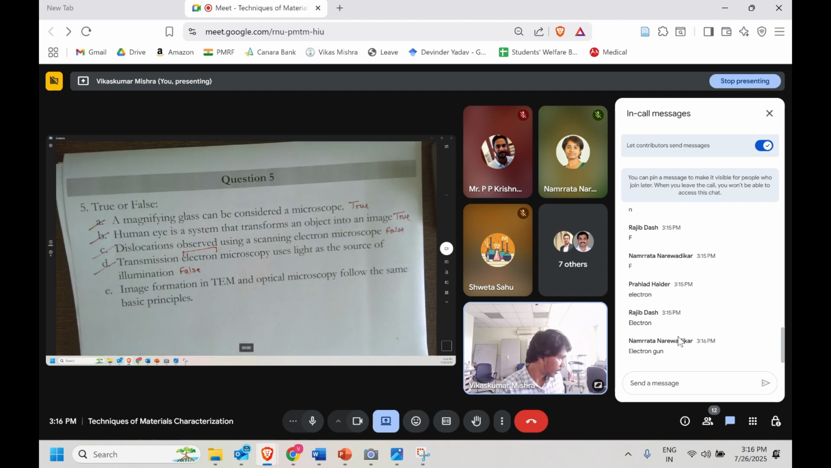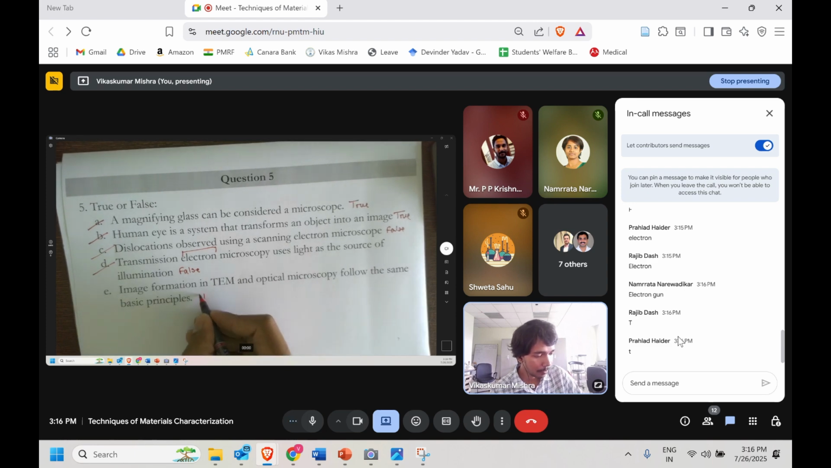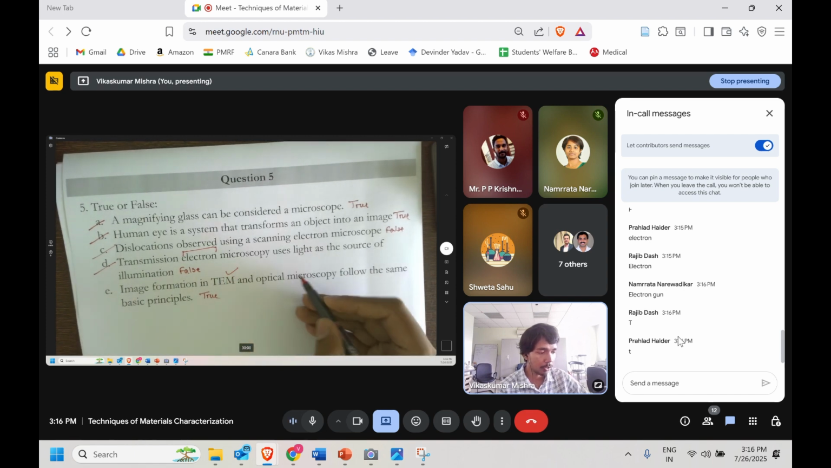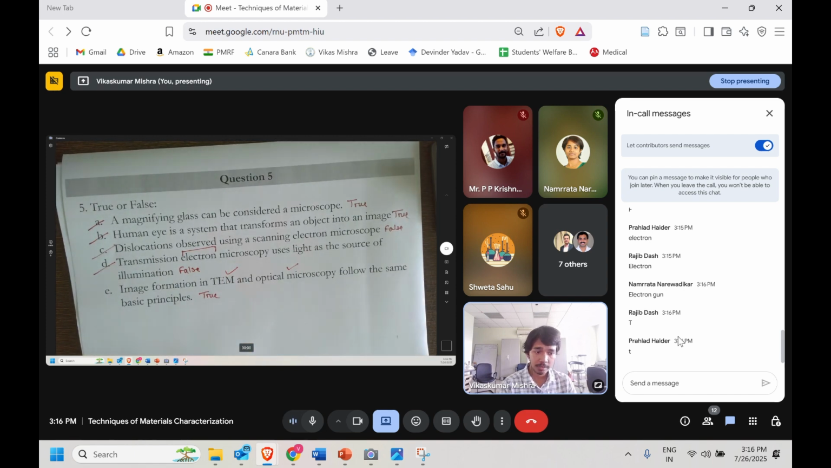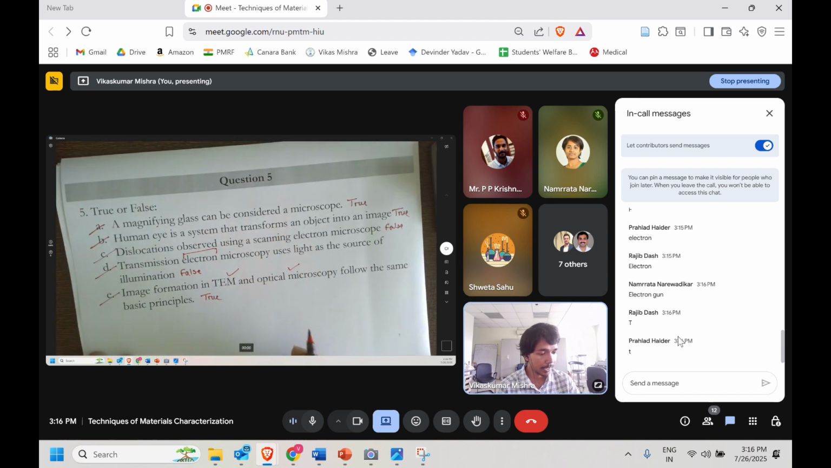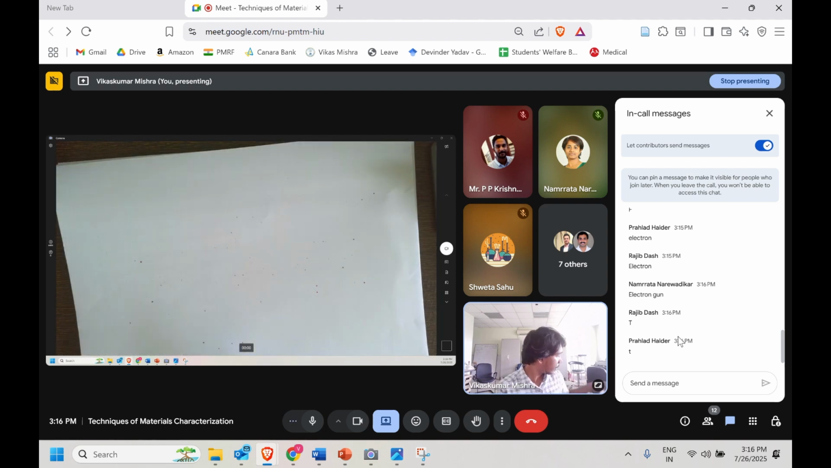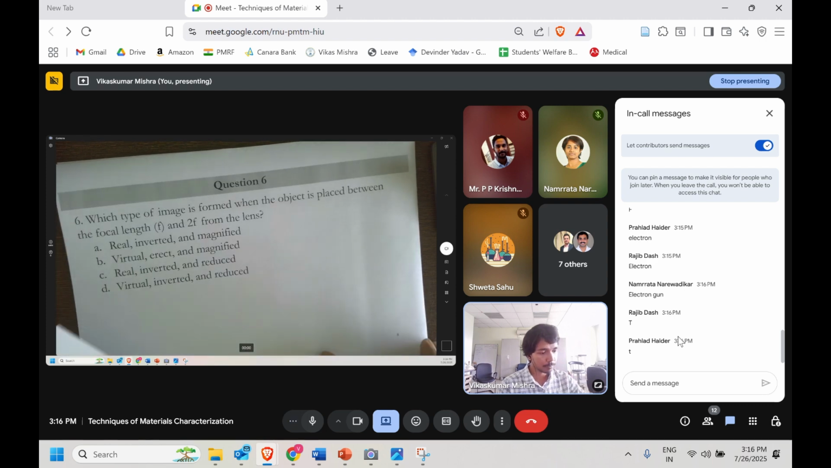Now the last one: the image formation in the TEM and optical microscope follow the same basic principle. Is it? Yeah, it's true. The ray optics in the TEM and in the optical microscope are both the same. So with that, we have solved question number 5. If there is any doubt, please let me know. Seems like there is none. Let's move ahead to the next question.